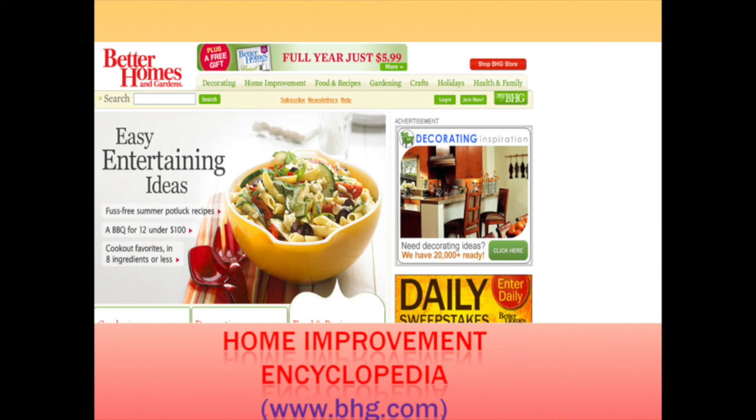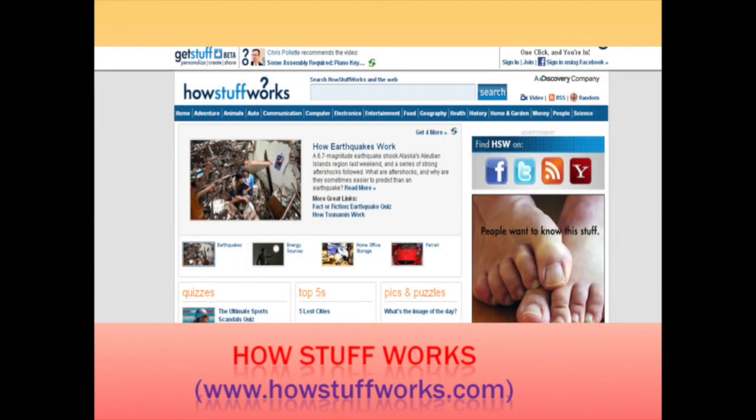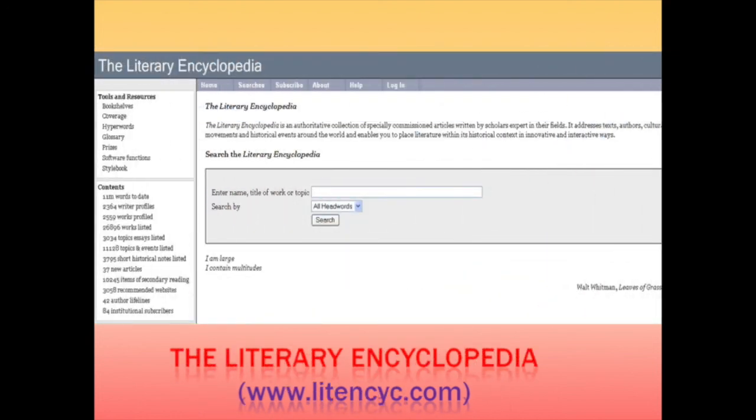Home Improvement Encyclopedia. It is organized by Better Homes and Gardens Group. How Stuff Works. An encyclopedia of the everyday world. Find how things work. The Literary Encyclopedia. Over thousands of distinguished contributors, more than 2,000 completed entries, and indexed entries on 10,000 writers. More links to other literary information.